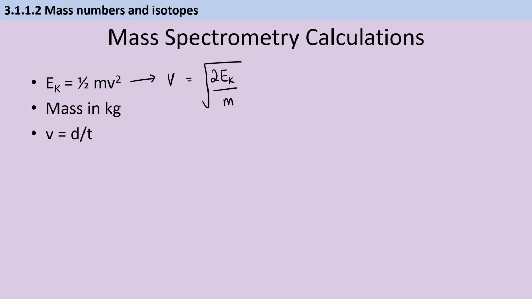Watch out for the fact that in order to be used in that calculation, the mass needs to be in kilograms, even though you're used to having masses in grams for masses, Mr, mole type things. And also be aware that you do need to know how to calculate velocity. So velocity is going to be distance divided by time.